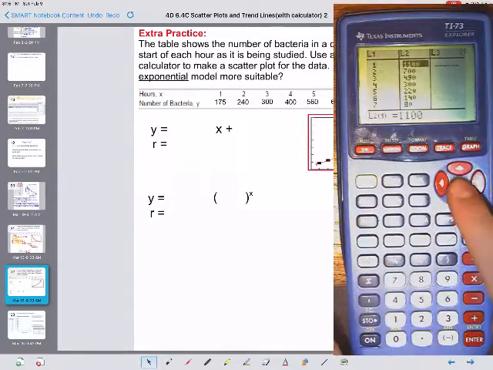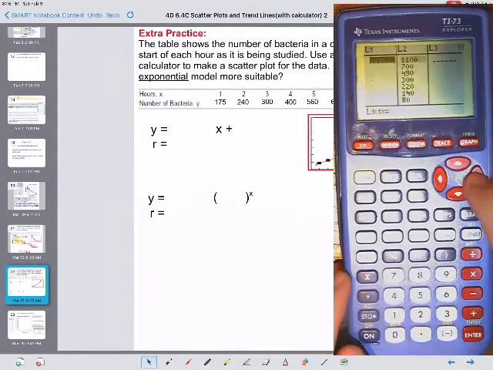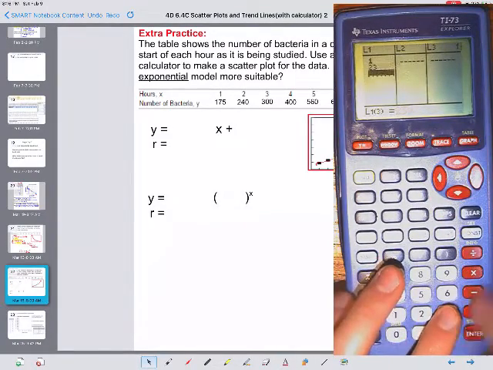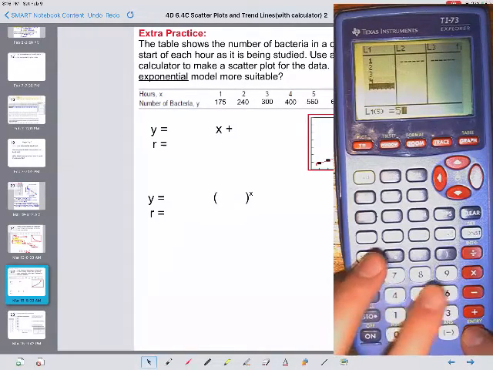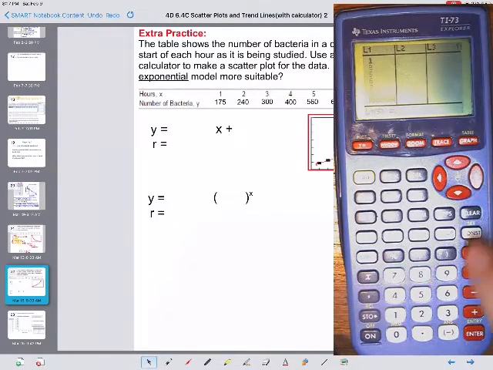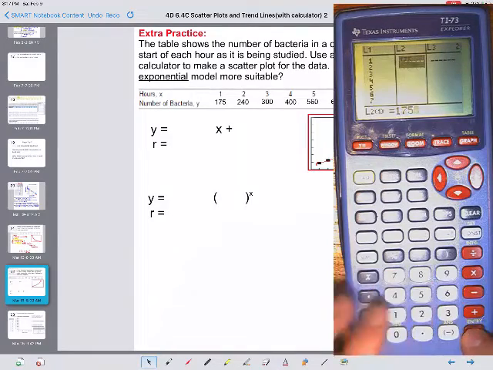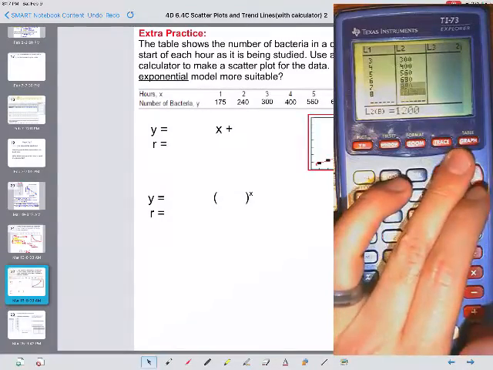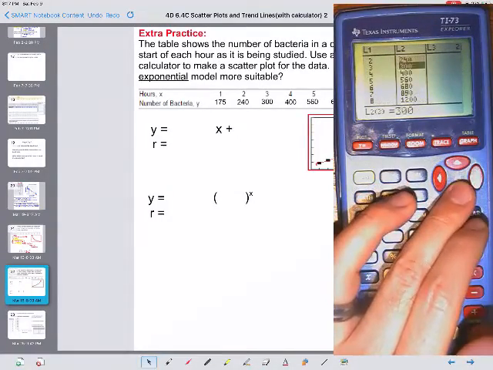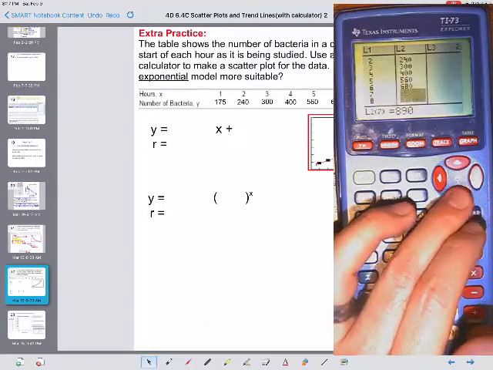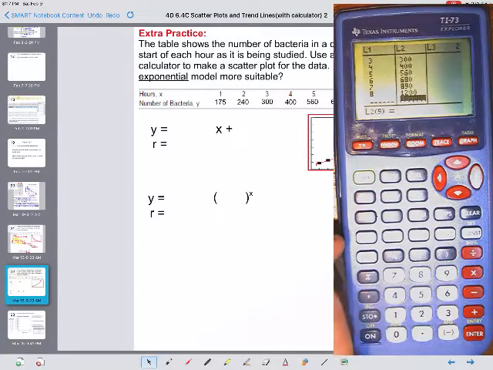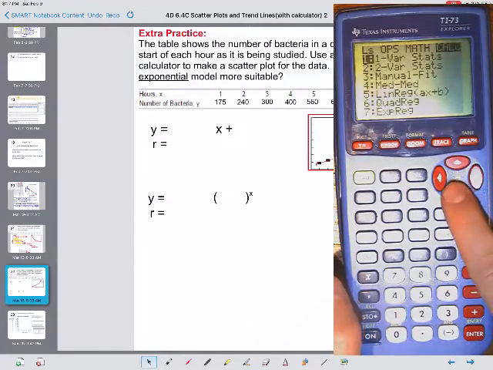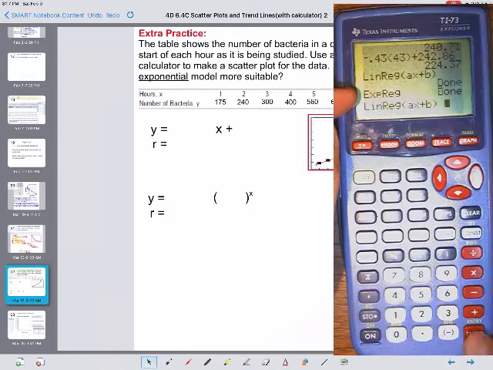First thing to do, got to go to my lists, clear them out, and type in our data. So 1, 2, 3, 4, 5, 6, 7, 8. And then 1, 175, and so on and so forth. Double check your data, make sure it looks good. I think we're doing all right here. Yep, looks good. And now let's go and do the linear regression first. So second, stats. Go over to calc and do option 5 for linear regression. Hit enter, then enter again.